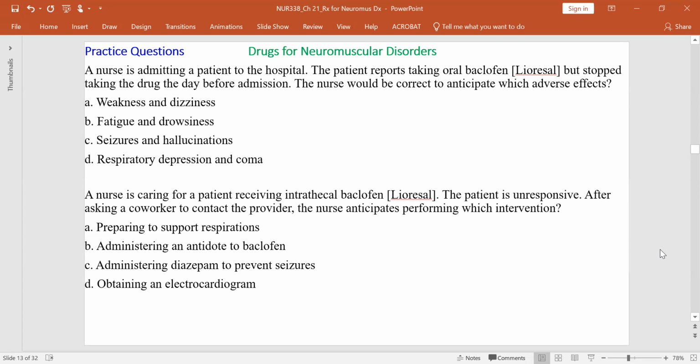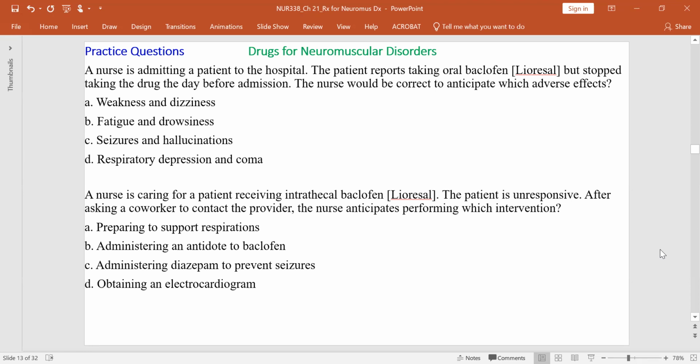Second question: a nurse is caring for a patient receiving intrathecal baclofen, Lioresal, and the patient is unresponsive. After asking a coworker to contact the provider, the nurse anticipates performing which intervention? So the answer is A. An overdose of baclofen can produce coma and respiratory depression. So the nurse would be correct to suspect overdose in this patient.